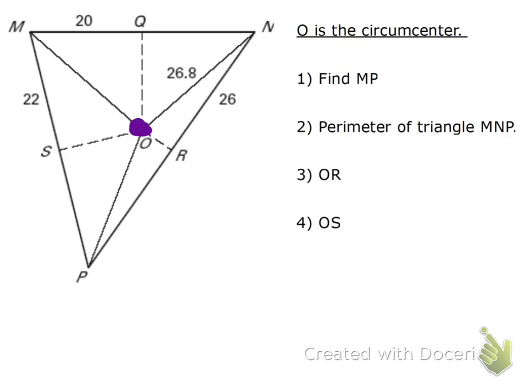So MP. I can see that MS is 22. Well, if this dashed line here is a perpendicular bisector, I know that that's 90 degrees. I also know that these 2 pieces are equal. So if MS is 22, SP is also 22, which means MP would be 44.